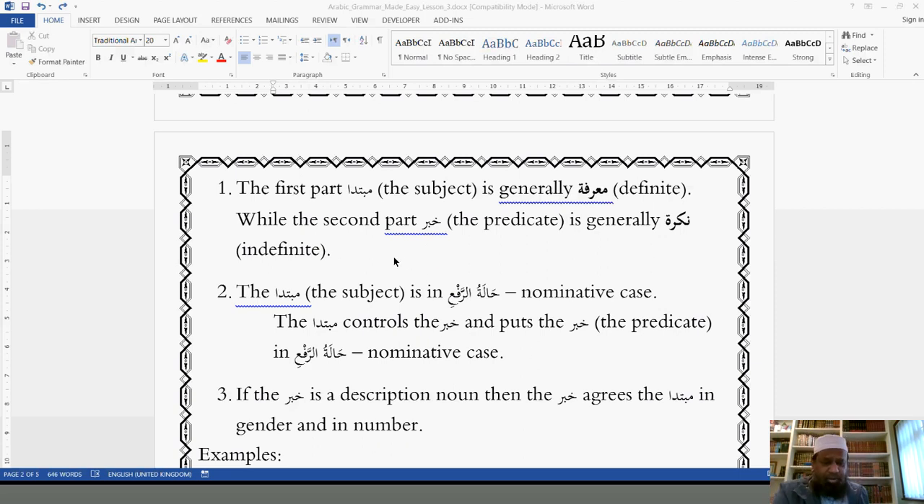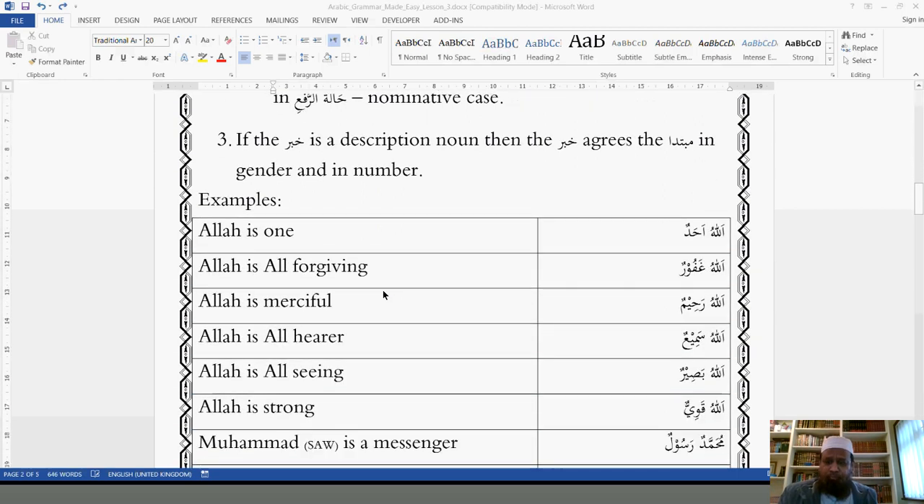Number 3, if the khabar is a description noun, and as I said, most of the time it will be, then the khabar agrees with the mubtada in gender and in number. Let's look at some examples, and all these examples are from the Quran. Very simple Jumla Ismiya. All these are complete sentences, and you can see all 3 rules are applied.